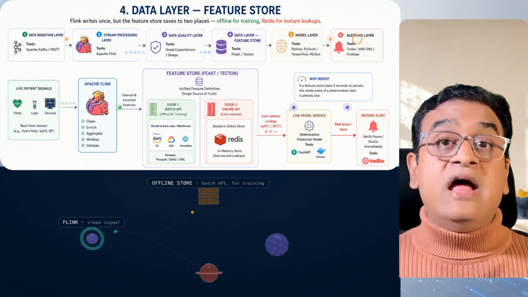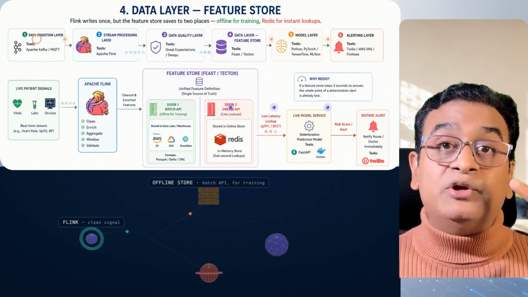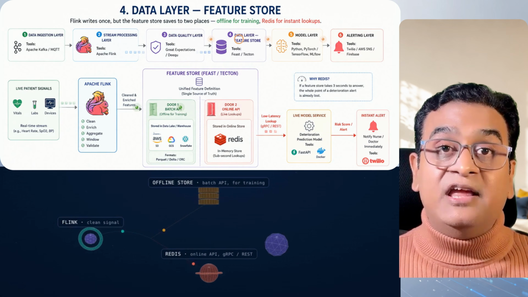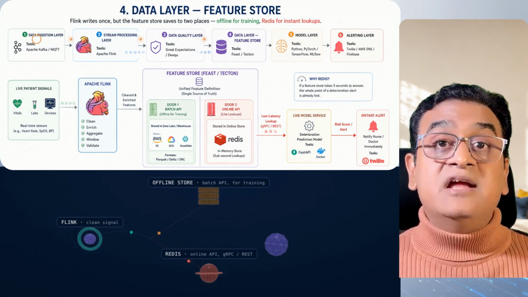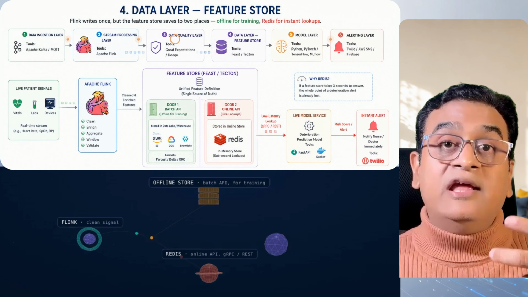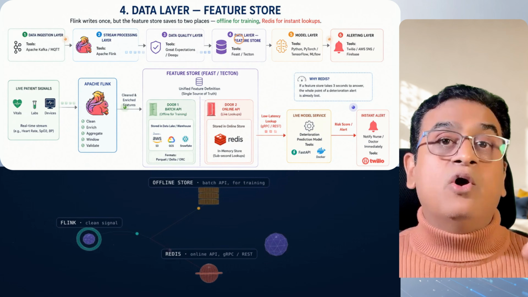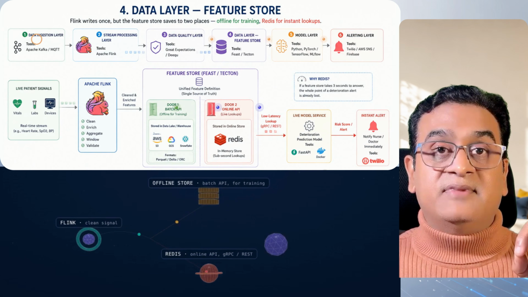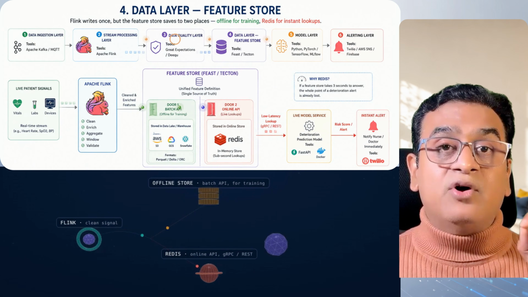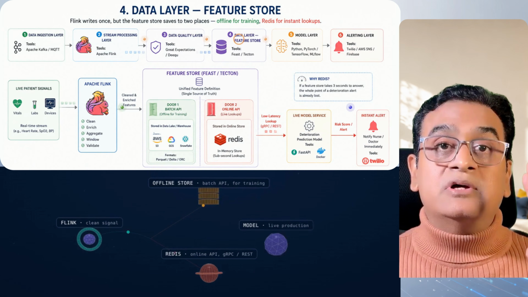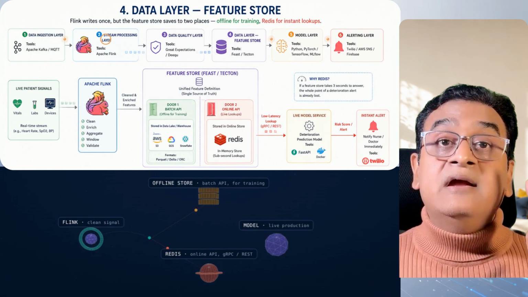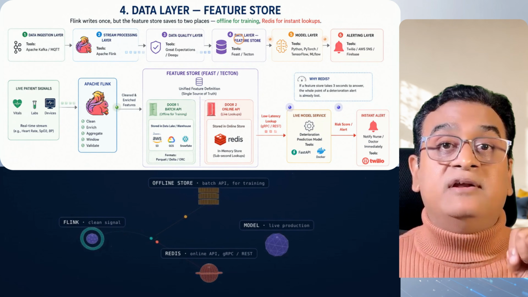The feature store actually offers two separate doors in. One is a batch API for offline training of the model. The other is a fast, low-latency online API, usually gRPC or REST, for live production lookups. And the model only ever knocks on that second door. Same data underneath, but two completely different ways of getting to it.